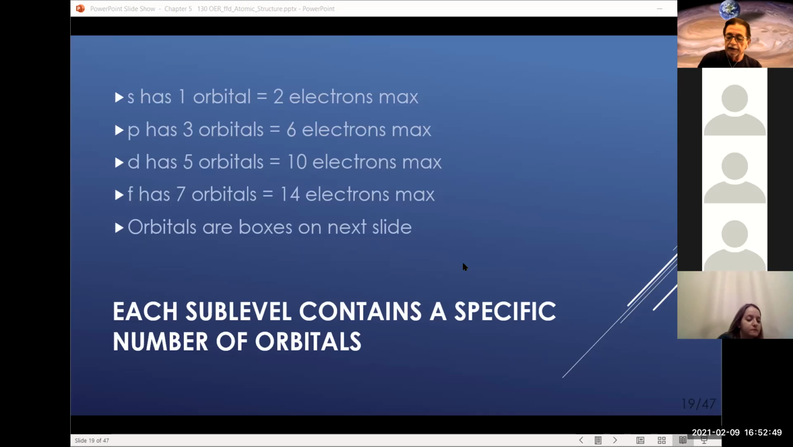The P orbits, there are 3 of them, and each one can handle 2. So there's a maximum of 6 electrons for the P orbit. The D, there are 5 orbits. Each one can handle 2. It gives you a total of 10. Notice that the columns we were talking about earlier, remember the S elements had 2 columns? Remember the P elements had 6 columns, and the D had 10 columns, and the F elements had 14. So we're going to relate all that to what we're just talking about here.